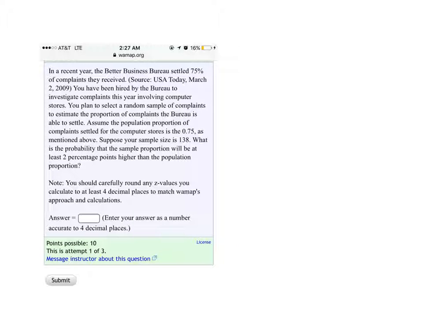In a recent year, the Better Business Bureau settled 75% of complaints they received. You have been hired by the Bureau to investigate complaints this year involving computer stores. You plan to select a random sample of complaints to estimate the proportion of complaints the Bureau is able to settle. Assume the population proportion of complaints settled for the computer stores is 0.75.